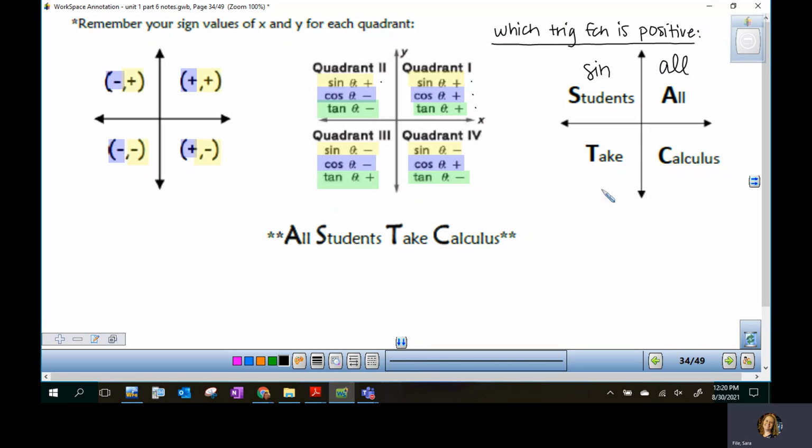In quadrant 3, the T is for tangent. Tangent is positive in 3, but cosine and sine are negative. And then in quadrant 4, the C is for cosine, which you can see is the only positive one in 4. Sine and tangent are both negative. So ASTC, all students take calculus, all sine, tangent, cosine. Okay with that?